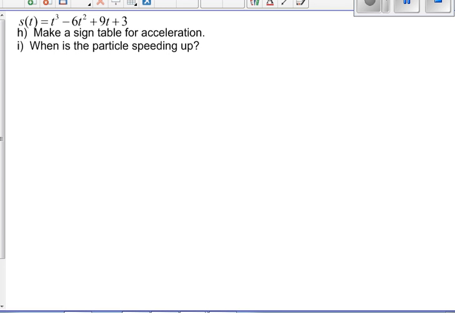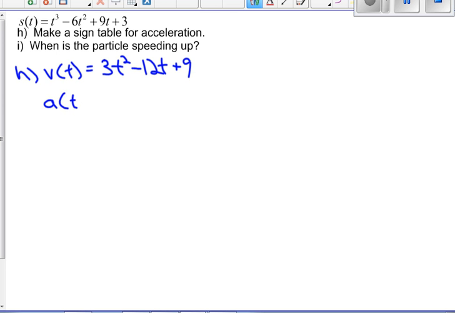Okay, we want to make a sign table for acceleration. So here's what we knew. Velocity was 3t squared minus 12t plus 9. This form is going to be more useful for us because we need to differentiate it to find acceleration. Okay, so we had already said that acceleration was the second derivative of position, or the derivative of velocity.